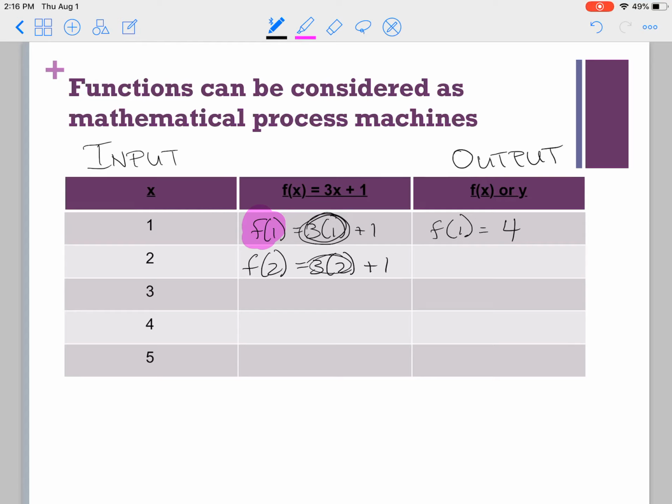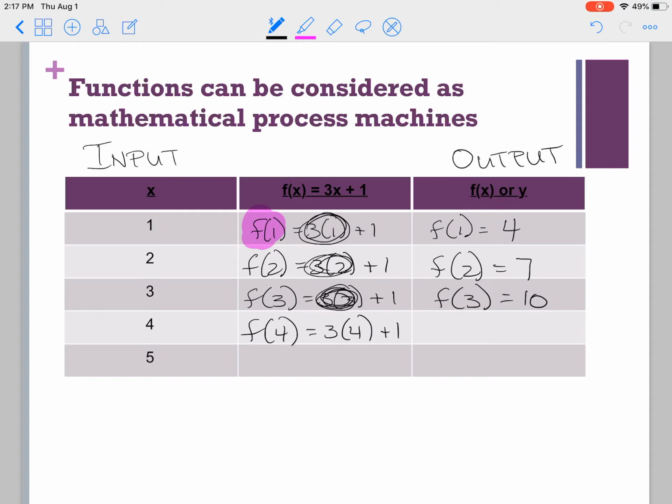F of 2, 3 times 2 is 6 plus 1, so f of 2 is 7. F of 3, I'm going to substitute a 3 in here for the x inside the parentheses. This part right here is 9 plus 1, so f of 3 is 10. F of 4, again, notice we're just replacing that x that's in the parentheses with the number. 3 times 4 is 12 plus 1, so f of 4 is 13. And lastly, we're going to put a 5 in there, so 3 times 5 plus 1. This is 15 plus the 1 is 16.